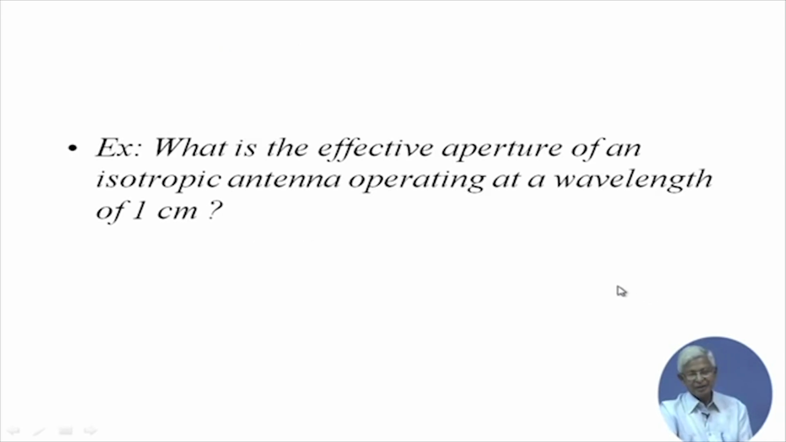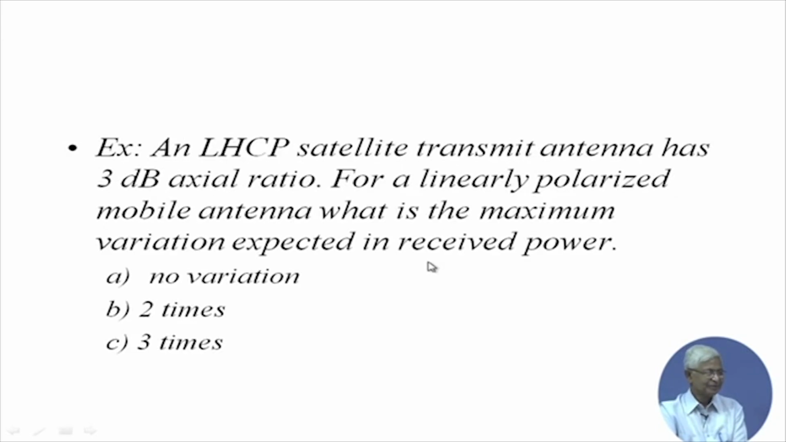Some questions I am putting, you try to find out your answer. What is the effective aperture of an isotropic antenna operating at a wavelength of 1 centimeter? You try to use the formula. An LHCP satellite transmit antenna has 3 dB axial ratio. For a linearly polarized mobile antenna, that means the transmit antenna is LHCP and receive antenna is linearly polarized antenna, that is circular polarized transmission and linear polarized reception, what is the maximum variation expected in the receive power? No variation, 2 times variation, 3 times variation, find out the answer.